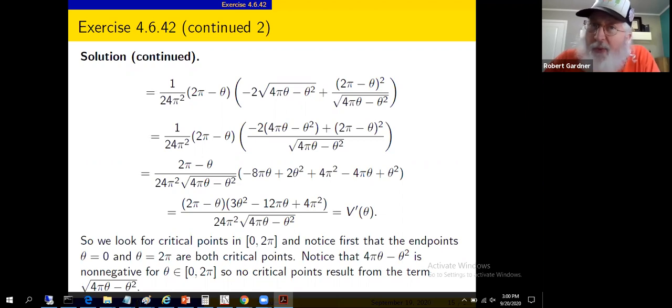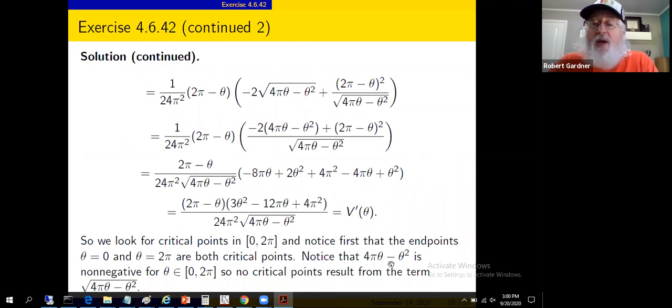It was already important because it was an endpoint, but by the way, it's a critical point because the derivative is undefined there and the function is defined there. 2 pi is a critical point because that makes the derivative 0. This term would be 0, and so the whole thing would be 0 when theta equals 2 pi. So there's 2 critical points. For the record, they were already important because they were endpoints.